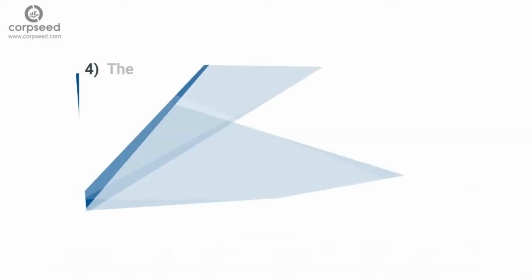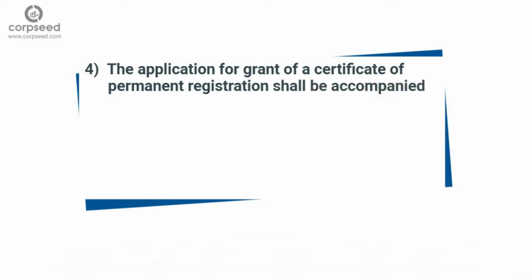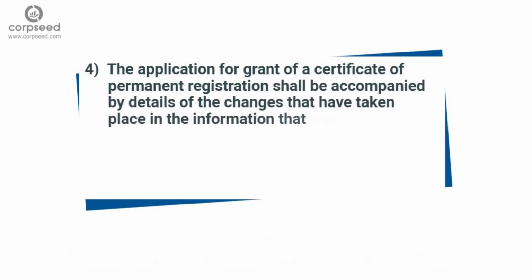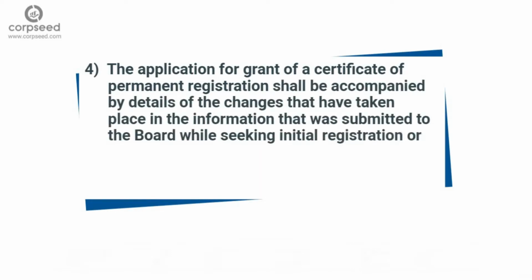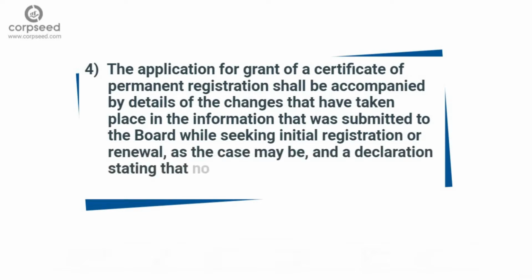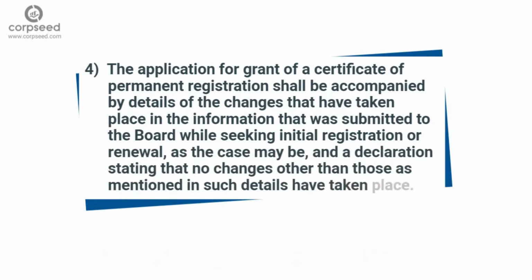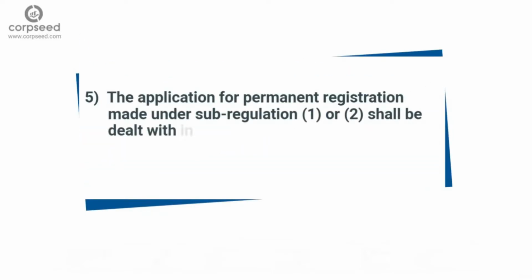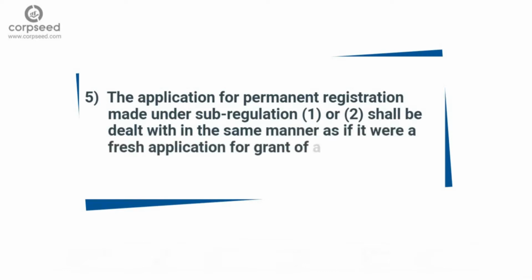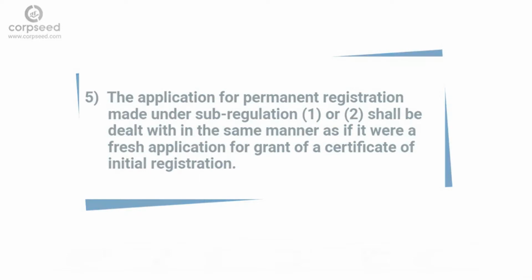The application for grant of a certificate of permanent registration shall be accompanied by details of the changes that have taken place in the information that was submitted to the Board while seeking initial registration or renewal, as the case may be, and a declaration stating that no changes other than those as mentioned in such details have taken place. The application for permanent registration made under sub-regulation 1 or 2 shall be dealt with in the same manner as if it were a fresh application for grant of a certificate of initial registration.